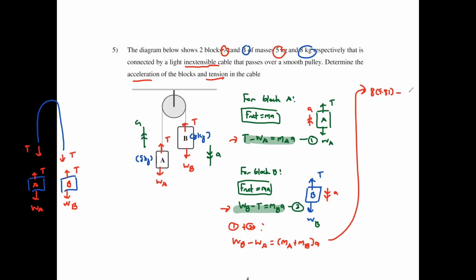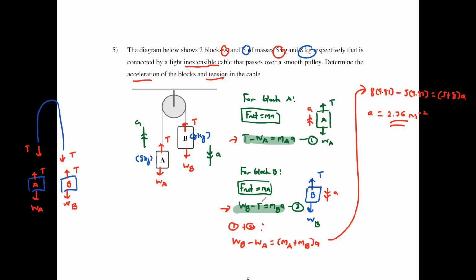Weight of A would be 5 times 9.81. Then mass A plus mass B would just be 5 plus 8. So what's the final answer of a that you get? 8 times 9.81 minus 5 times 9.81 divided by 13. You should get 2.26 meters per second squared. This is your acceleration a.